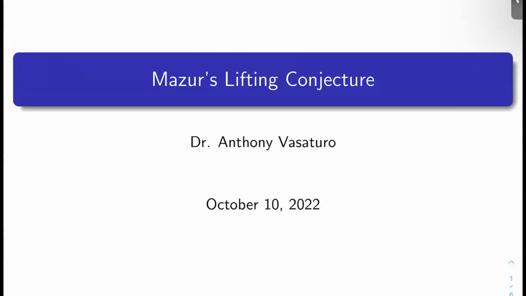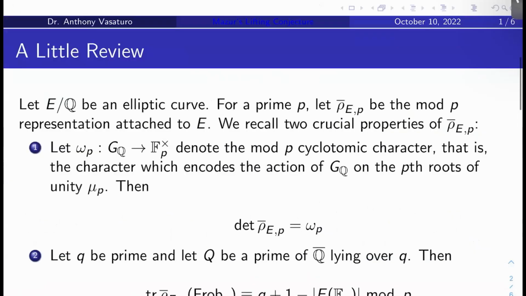Today's video will be on Mazur's lifting conjecture, and we are on chapter 6 of my notes discussing Langlands' tunnel and how it is used in the proof of Fermat's last theorem. So a little review first.